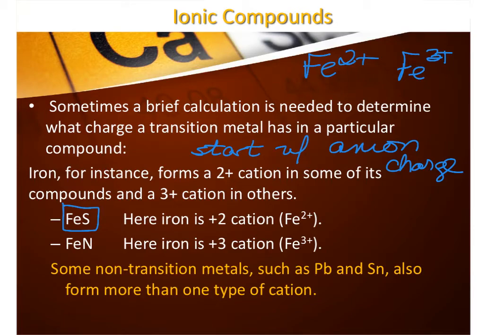So what is the common charge on a sulfur in an ionic compound? It's in the oxygen group, so it's -2. And now remember that an overall compound has to have no net charge. So that means iron in this case has to be +2. And here's an example, iron with a +3 charge. We know that nitrogen group has a -3 charge when it's an ion, which means in this case, iron has to have a +3 charge.